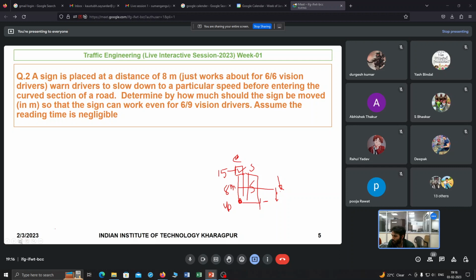So you know that the sign should be moved from here to here, at least you know that, because my vision is poor, I need to go some distance beyond that particular distance to see that particular thing, and then my stopping distance or my reduced speed distance will be higher. So then I will cross the road, then I will be able to make that 15 km adjustment. So which we don't want. So we want to move this post itself forward. So how much should we move this post forward?